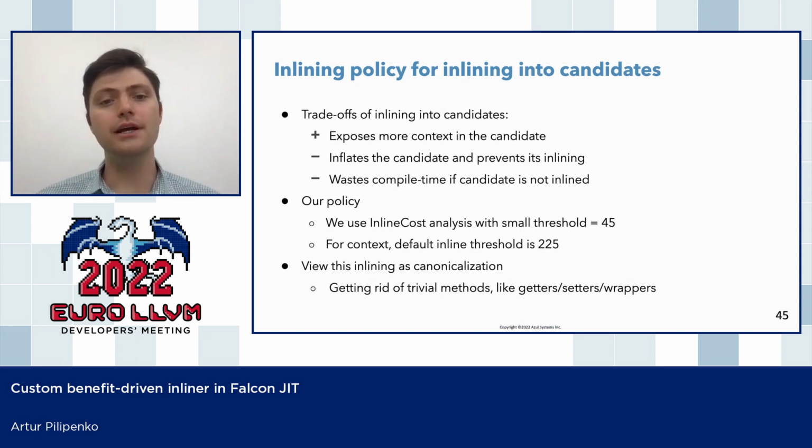Our policy for inlining into candidates is we use InlineCost analysis with a small threshold of 45. And for the context, the default inline threshold in LLVM is 225. We view this inlining as canonicalization. It's a way for us to get rid of trivial methods like getters, setters, simple wrappers, and things like that.